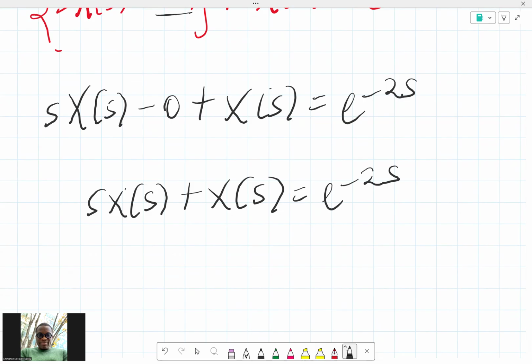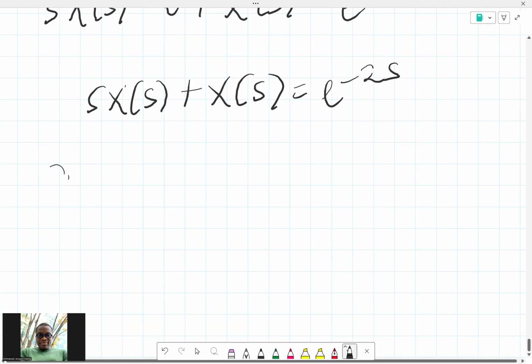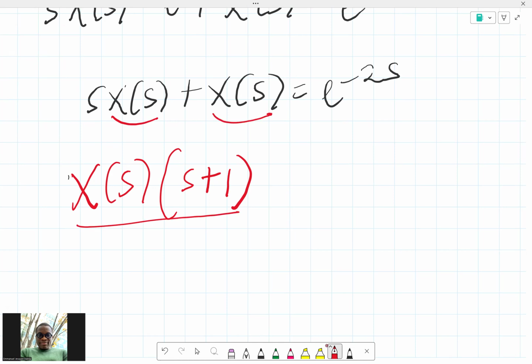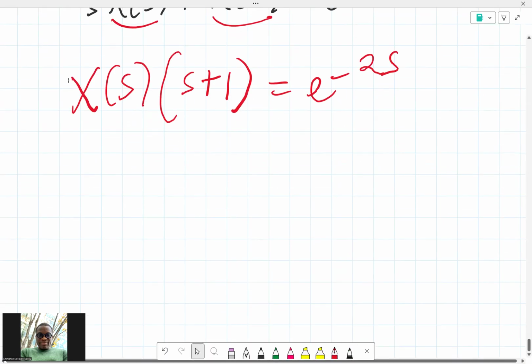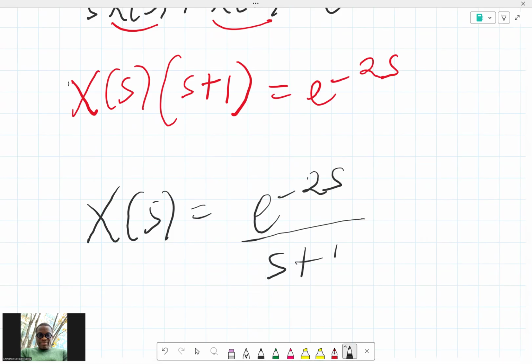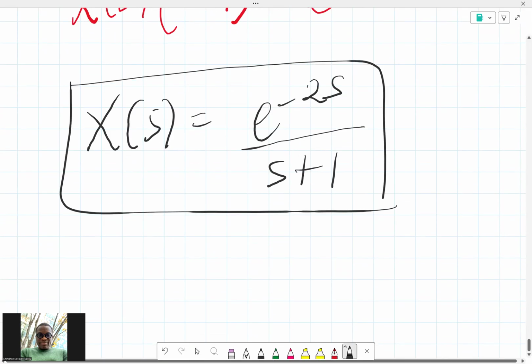So we can solve for x of s. We have x of s into s plus 1. X of s comes out, and if you factor it out, it remains only 1, so when you expand this you get it back. So x of s into s plus 1 equals e raised to minus 2s. And since we are looking for x of s, x of s is simply e raised to the power minus 2s all over s plus 1. Okay, so this is our x of s.